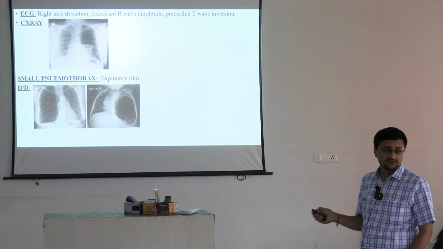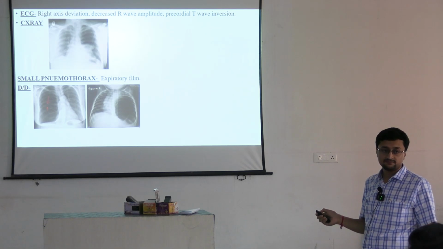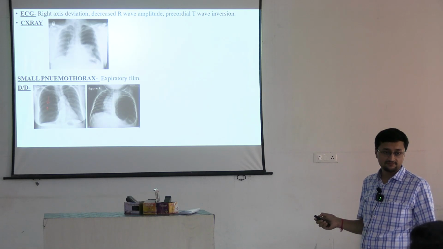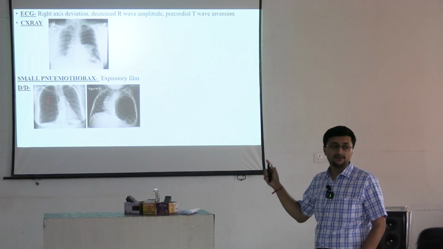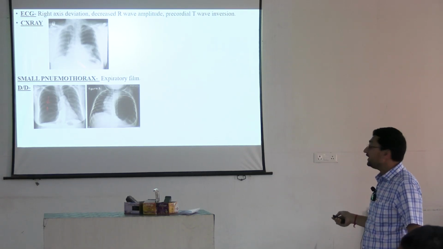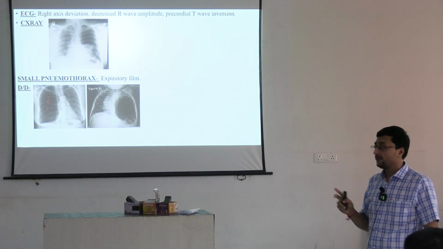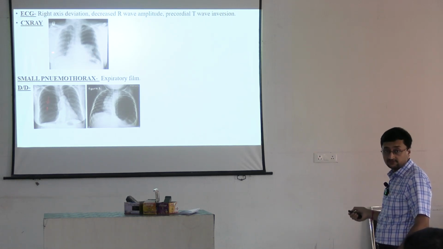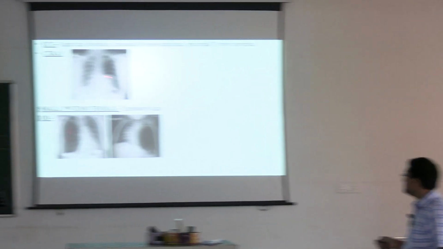Can you describe that X-ray? Anyone? Hyperlucent or hypolucent? Hyperlucent. So this is a hyperlucent area occupying the entire left hemithorax, right? And one of the two important points in describing a pneumothorax is the collapsed lung. You can appreciate this is the collapsed lung.